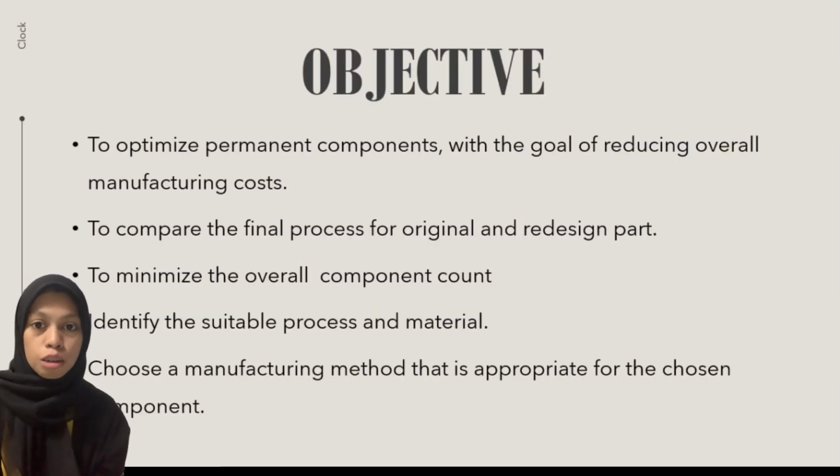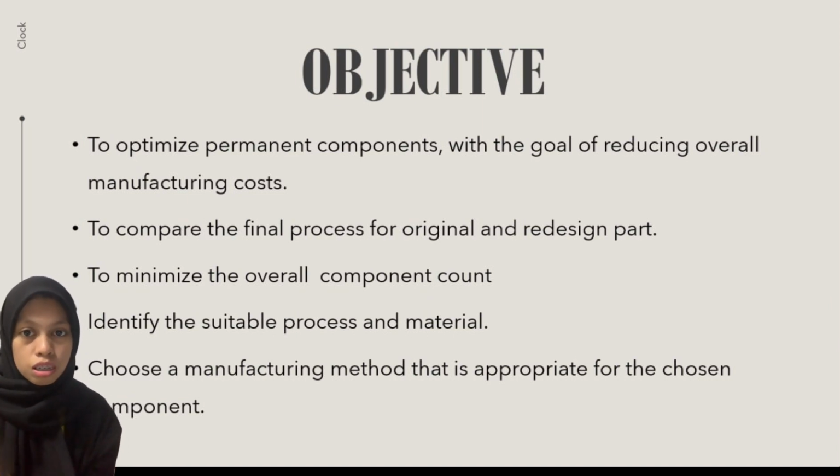So, this is the objective. First, to optimize permanent components with the goal of reducing overall manufacturing costs. Second, to compare the final process for original and redesigned parts. Third, to minimize the overall component count. Fourth, identify the suitable process and material. And the last one is to choose a manufacturing method that is appropriate for the chosen component.